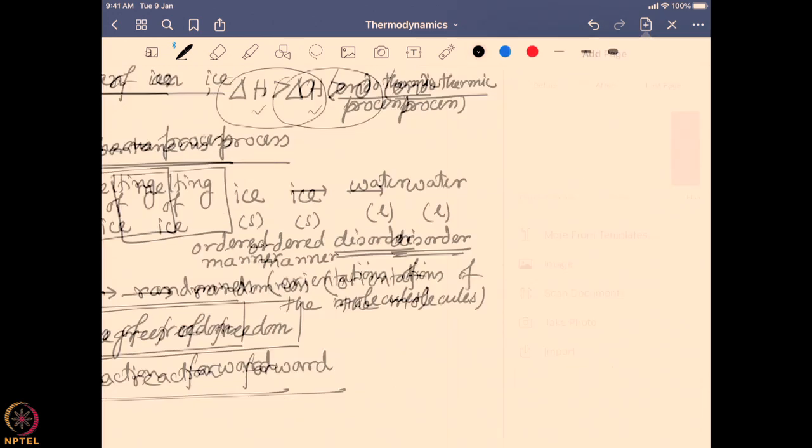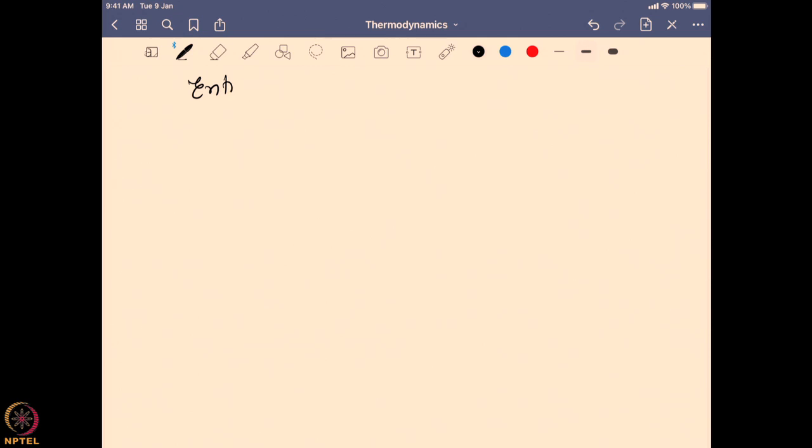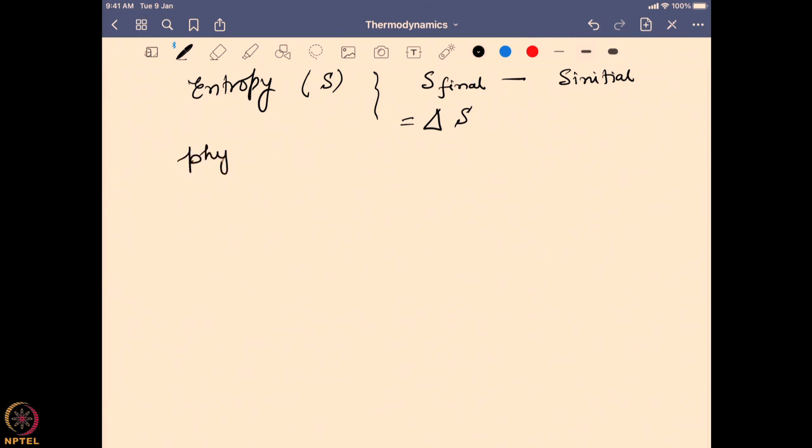So how do we measure entropy? Entropy is written with the symbol S. It's nothing but a randomness measurement or disorderness measurement, and we measure that in the final state, we measure that in the initial state, and if we subtract that, we get the overall entropy change. So that is the mathematical system. Now if we go into a little more detail, during a physical or chemical process, the randomness of the system is changing, and that is what we are trying to measure.